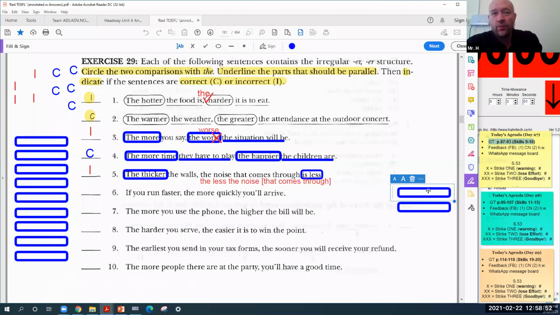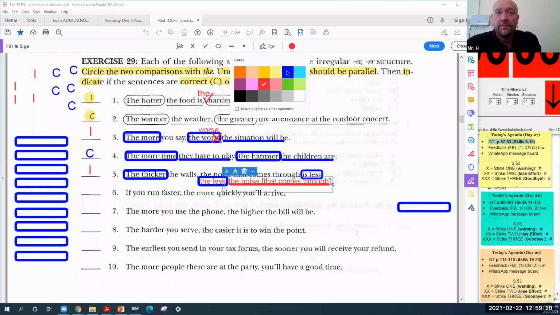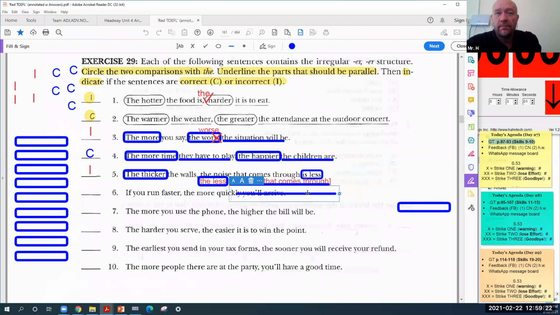Why not? We must put the comparative at the beginning. The comparative comes first. Comparative, then the structure, then the comparative and the structure. Like this. There you go. Okay, how about number 6?